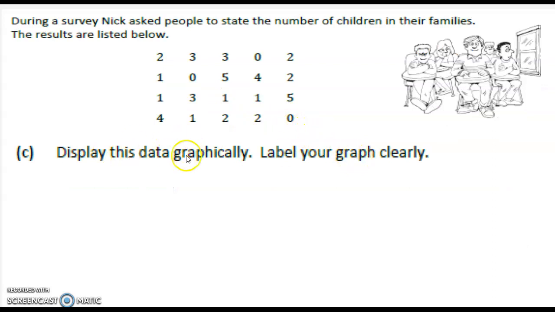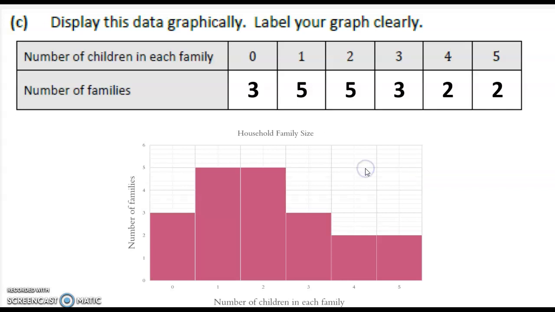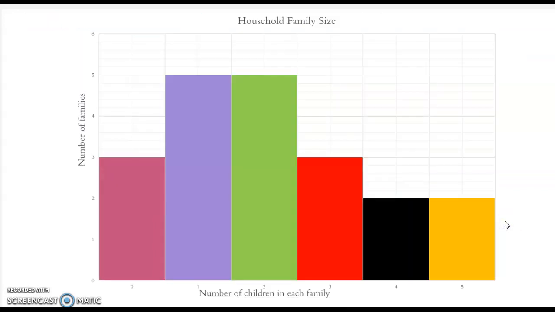Now display this data graphically and label your graph clearly. To do this, I did a bar chart, histogram kind of thing, and here it is in its full glory, looking nicely, I suppose. This is telling you that there were 3 families who had 0 children, 5 families with 1 child, and another 5 families with 2 children, and so on, matching up with the table.